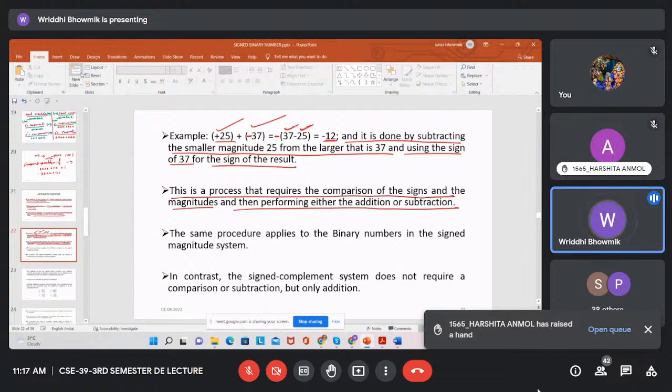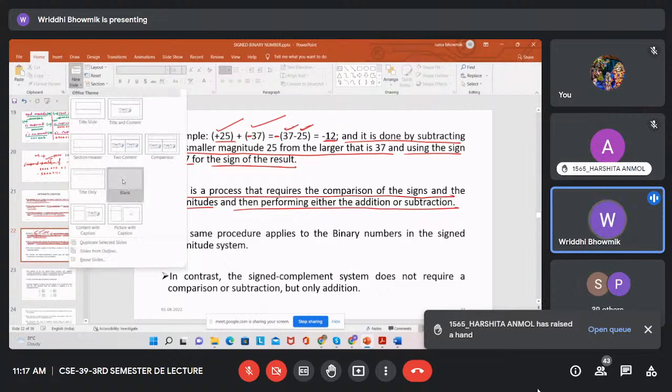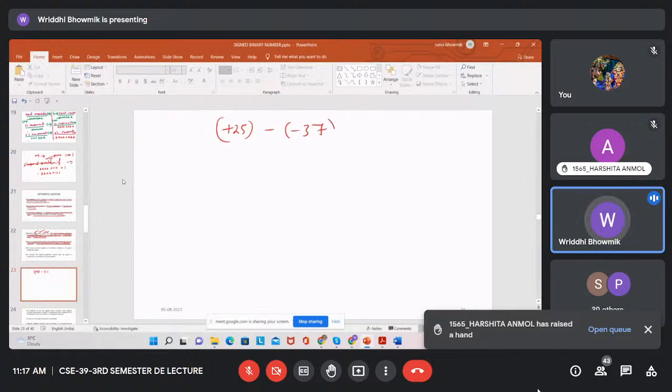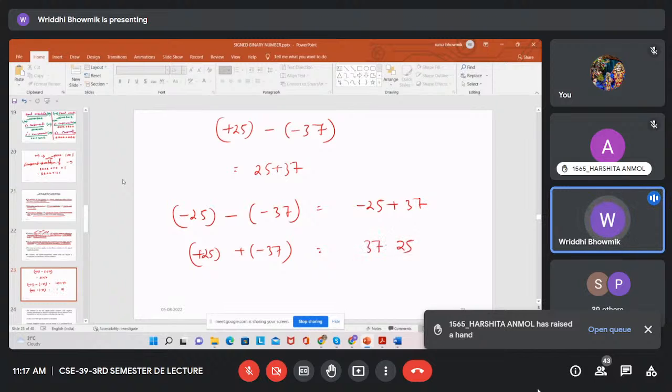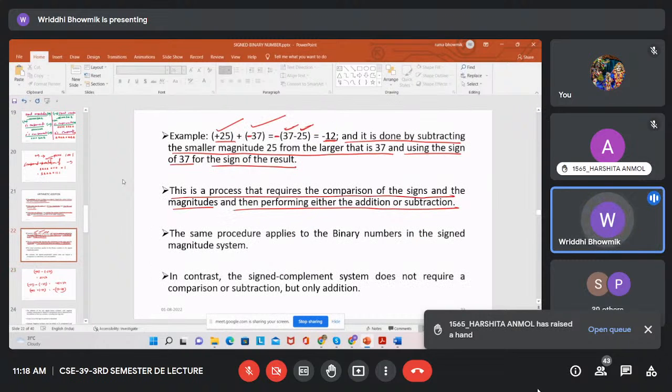Okay, because if you have +25 minus of minus 37, what will you do? Will you do subtraction? No, you will actually do the addition. If you have minus 25, then minus of minus 37, what will you do? You will actually subtract 25 from 37. Now, if you have 25 plus of minus 37, you check the signs. So automatically what will you do? You will actually subtract 25 from 37. And because a negative sign is present in front of the larger number, you will put a negative sign in front of the result. So first you have to compare the sign and magnitude, then you decide whether you have to do the addition or subtraction. It is for general mathematics.